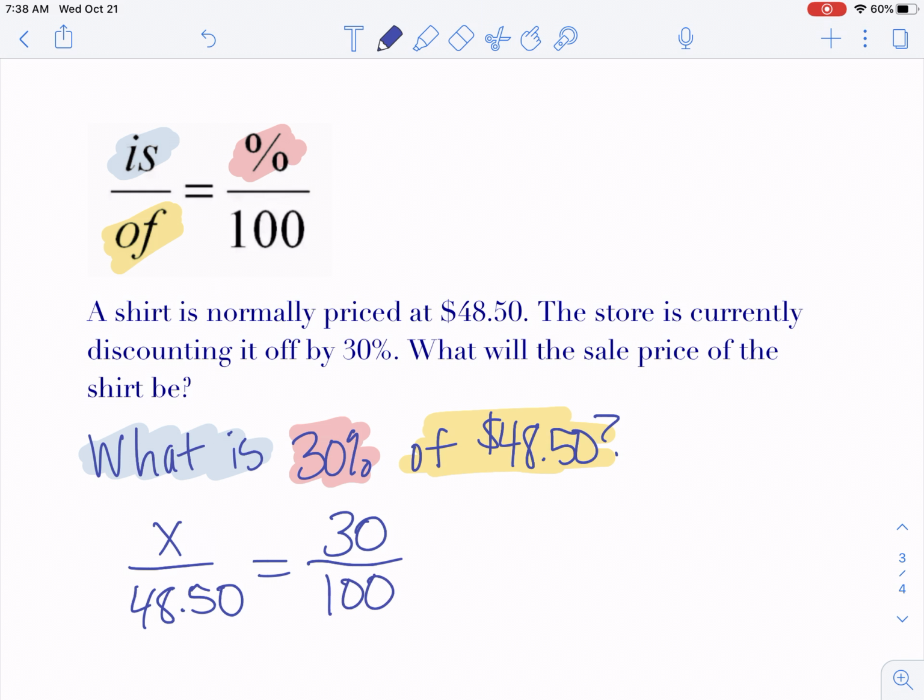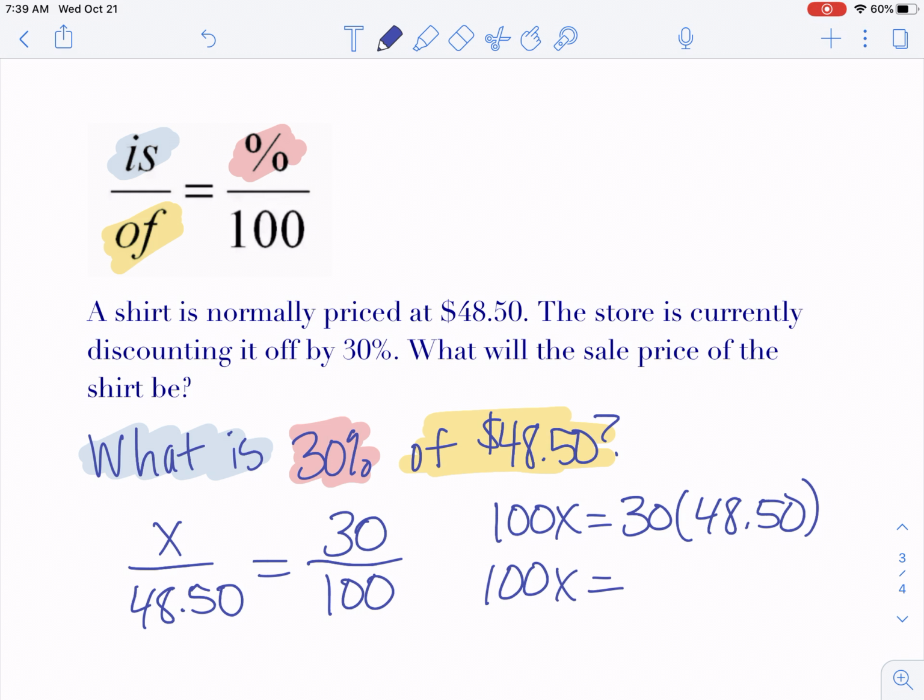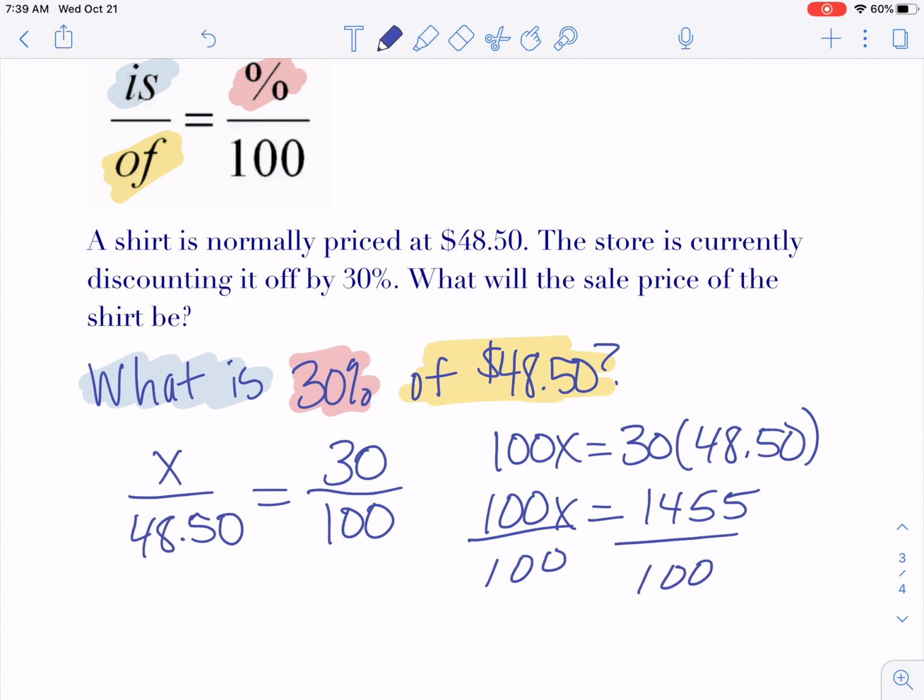Once again, setting up my cross products equal to each other will give me 100 times x is equal to 30 times $48.50. Then I need to do my multiplication before I can use my inverse operations to solve for x. And lastly, I would divide both sides by 100, and this gives me a value of 14.55. This is a dollar amount because it is talking about reducing the price and taking money off the regular price.